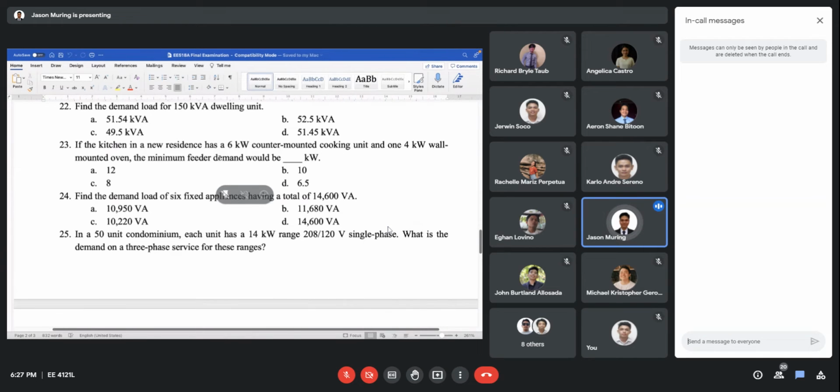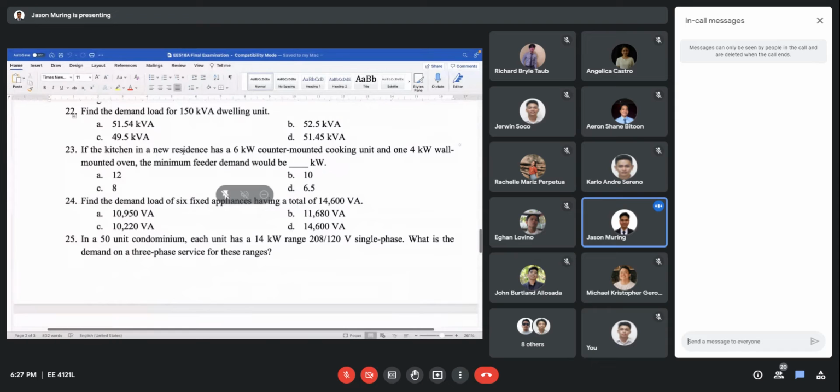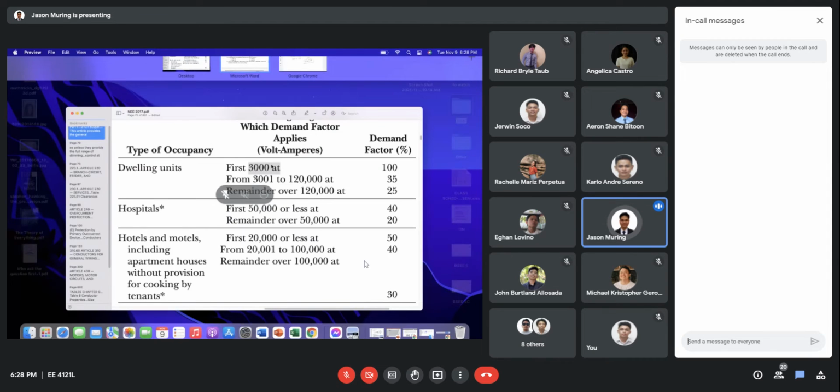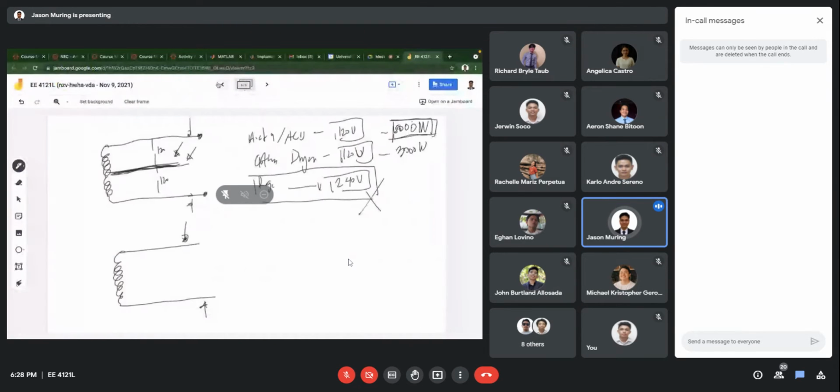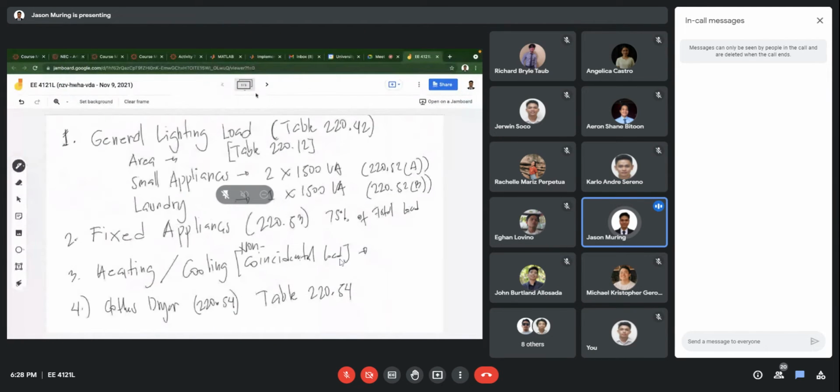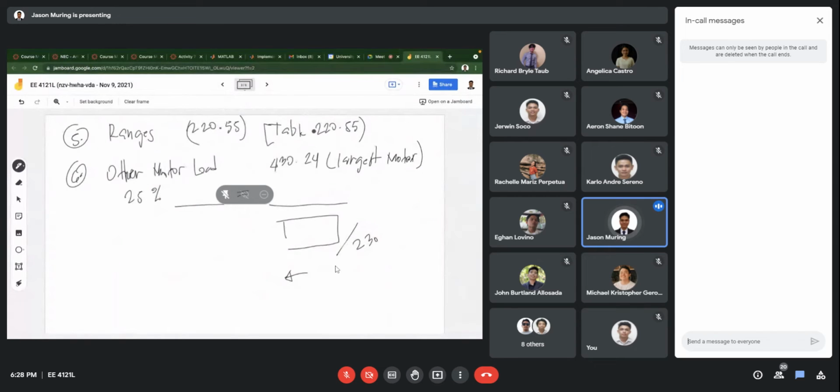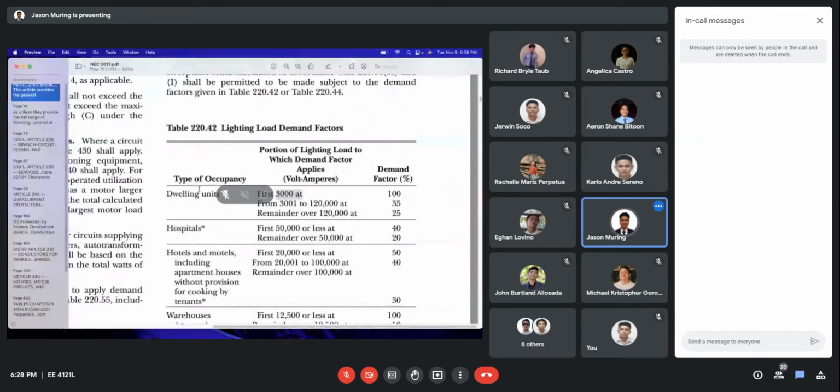Yeah, so for this one, it's about a counter mounted cooking unit. So we have 6 and 4 oven. Then the minimum feeder would be a 6 kilowatt counter mounted cooking unit, and one 4 kilowatt. Okay, so we have to look at now, so we refer to ranges. So ranges 220.55 and table.